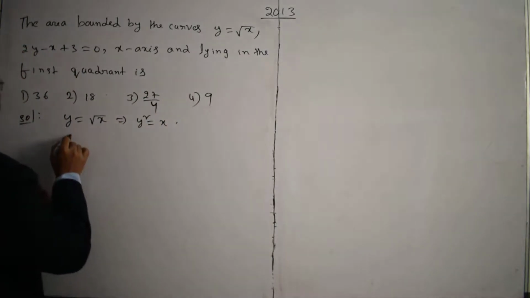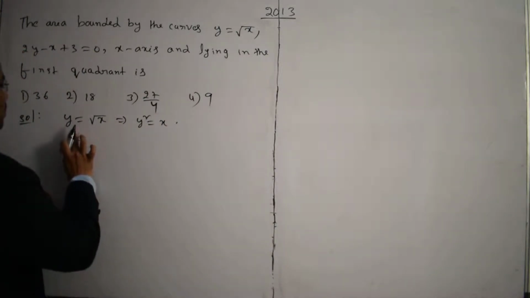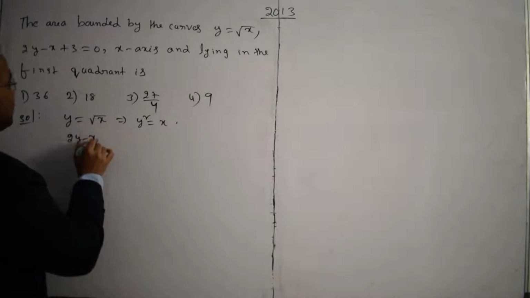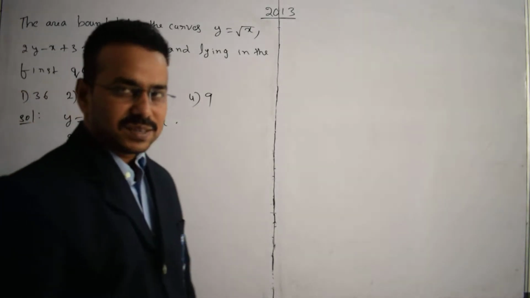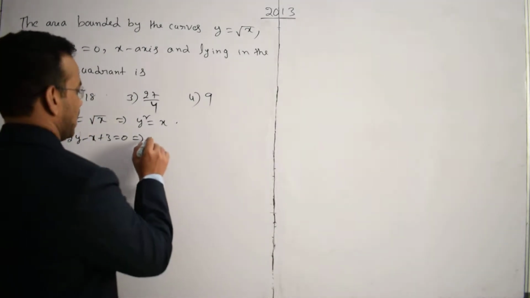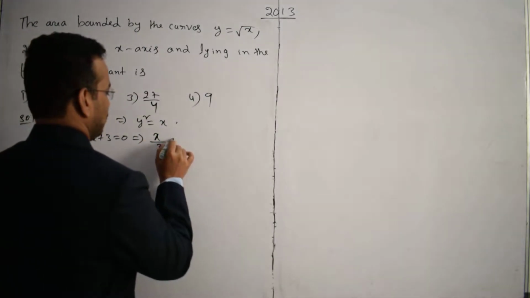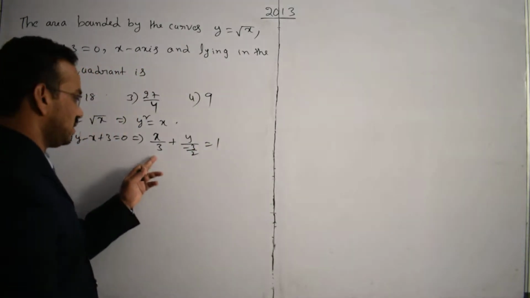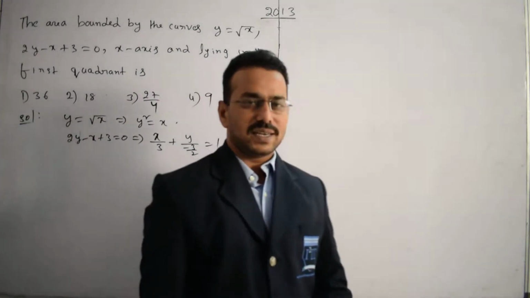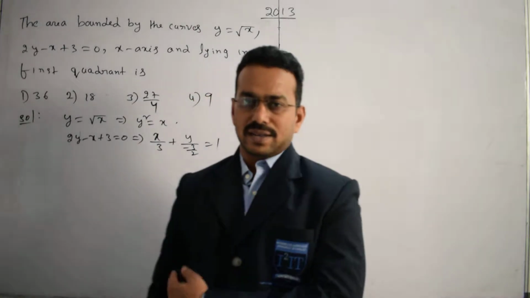Next, what is the line? Next one, 2y minus x plus 3 equals 0. See, directly I am writing in intercept form. So this can be written as x by 3 plus y by minus 3 by 2 equals 1. This is the x-intercept, this is the y-intercept. Then it is easy to draw this line.